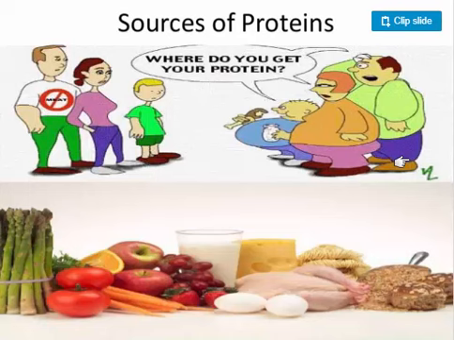Where do you get proteins? We have animal sources of proteins and we have plant sources for protein. The animal sources of protein, of course, include the meat, the milk, the eggs, and the plant sources mainly include the seeds and the beans.